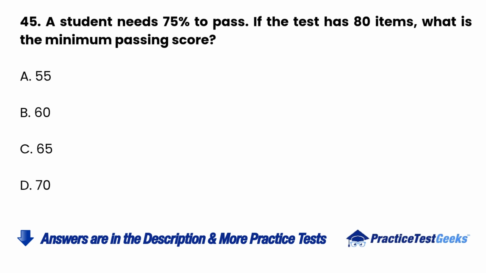45. A student needs 75% to pass. If the test has 80 items, what is the minimum passing score? A. 55. B. 60. C. 65. D. 70.